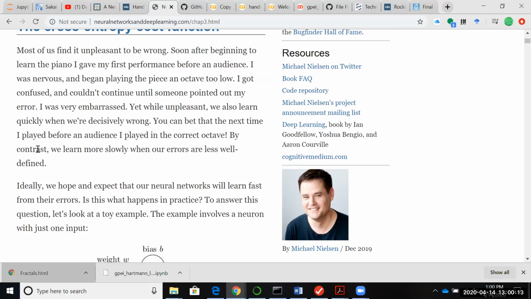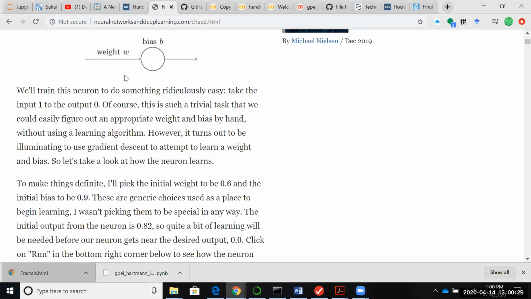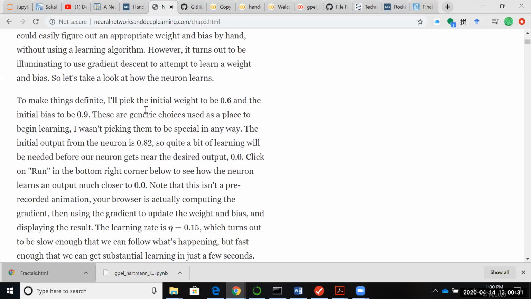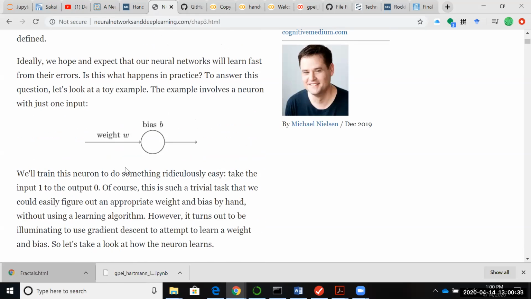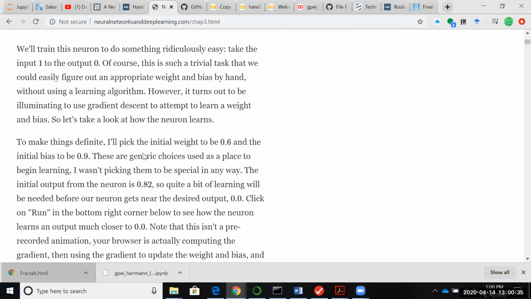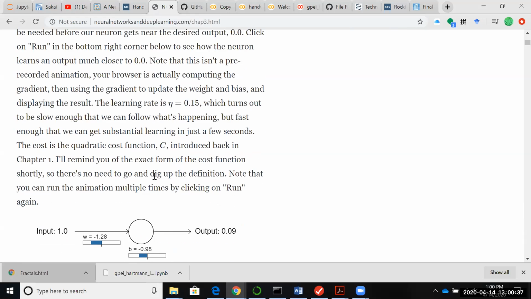This example simply says that ideally we hope and expect that the output of the neural network will learn fast from the error. So if the error is big, then we do a big change. If the error is small, we do a small change. Here we have a simple neural network, one neuron, and essentially it's a minimization task.